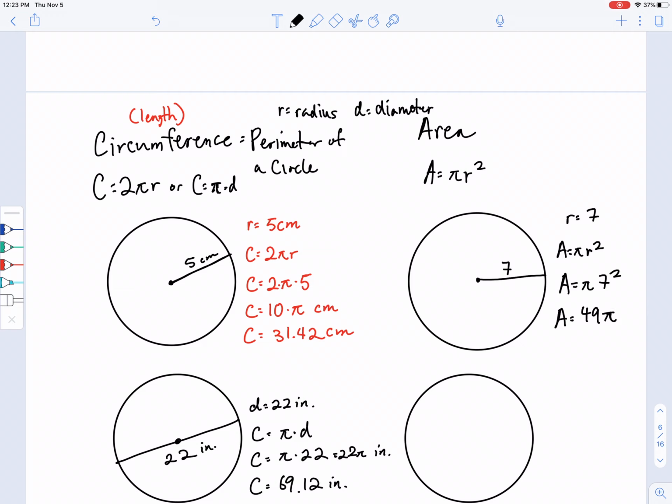And notice I always put the number in front of pi, and that's just a common thing that we do. It's just more convenient to have the number in front and then pi afterwards. Now for the units for area, it's not just a length, it's an area, right? So we're going to use units squared when we talk about area. If we were to put that in the calculator, the area is approximately 153.94 units squared.